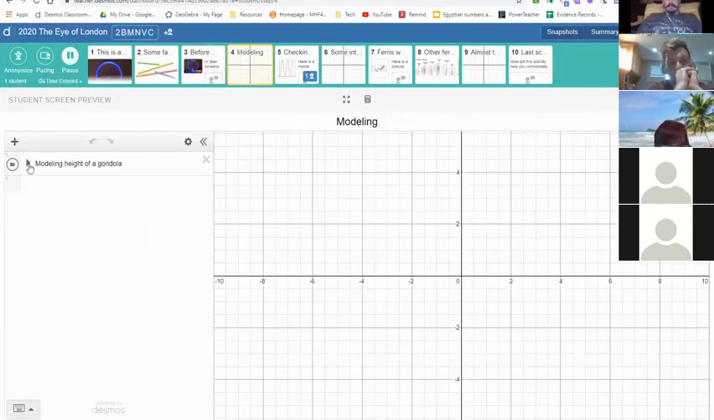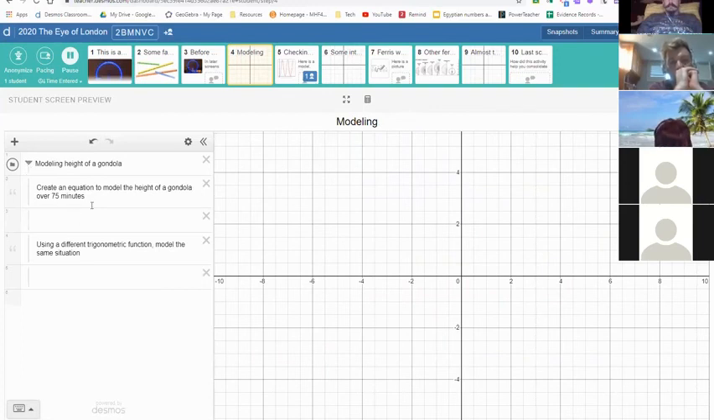Okay, so then here you're going to create your model. Basically you're going to create an equation that models the height of a gondola over 75 minutes, and you're going to model it with one equation here and another equation here. So one may be a sine and the other one may be a cosine that models the same thing.